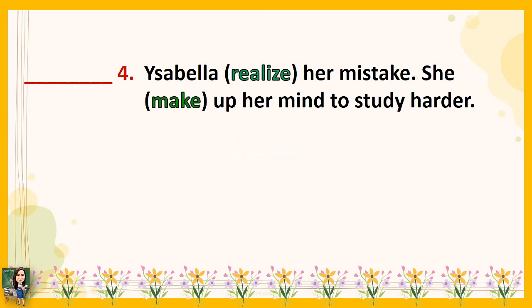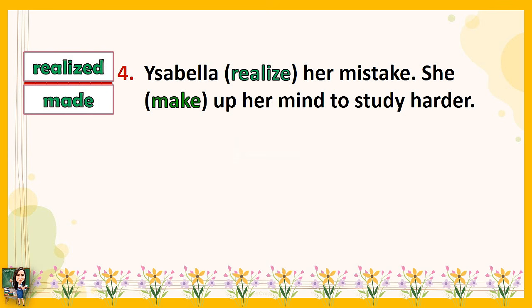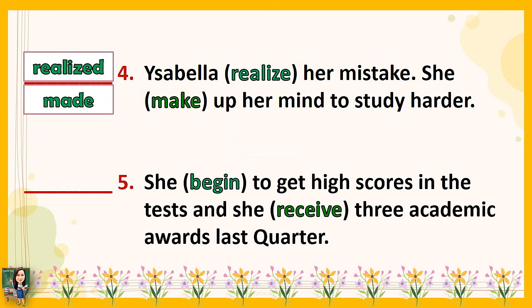Very good. The correct past form of the verb realize is realized. We just add d to the verb. And the correct past form of the verb make is made. We change the spelling. And for number 5, she began to get high scores in the test and she received 3 academic awards last quarter. So what is the correct past form of the verbs begin and receive?